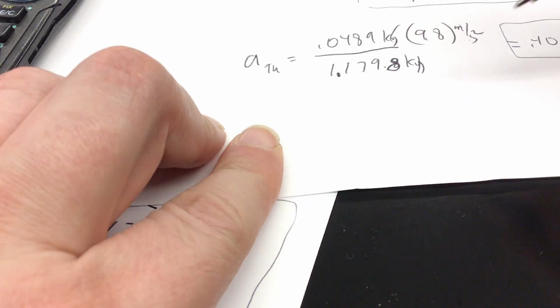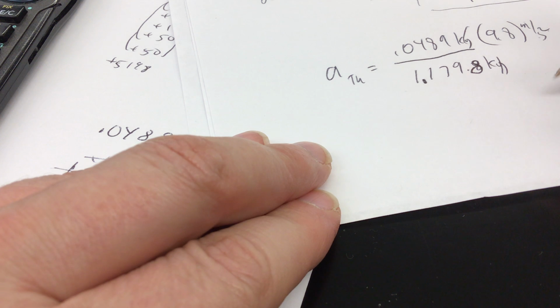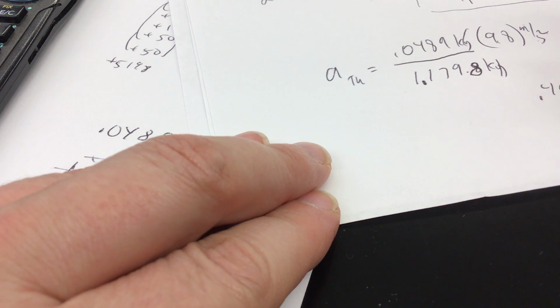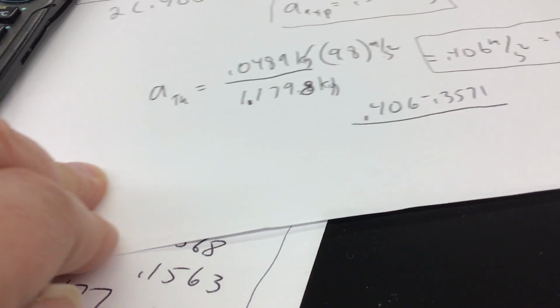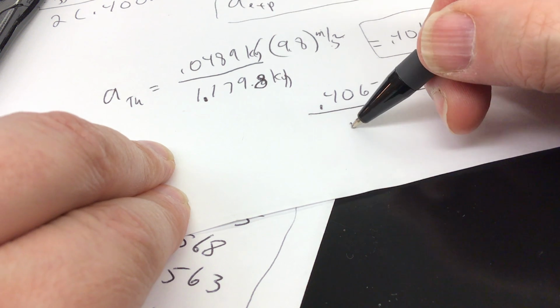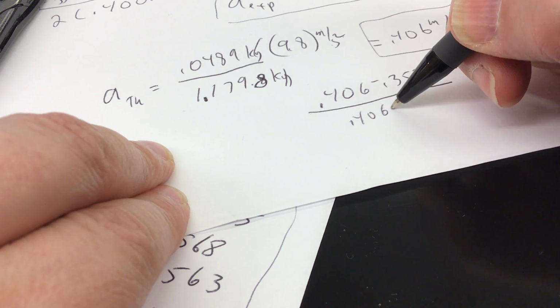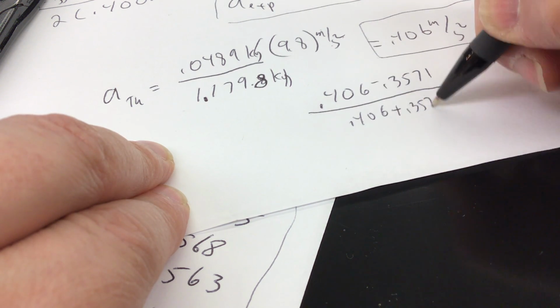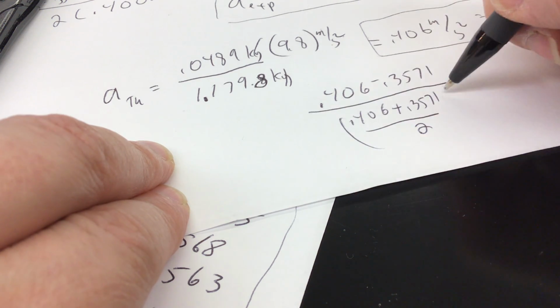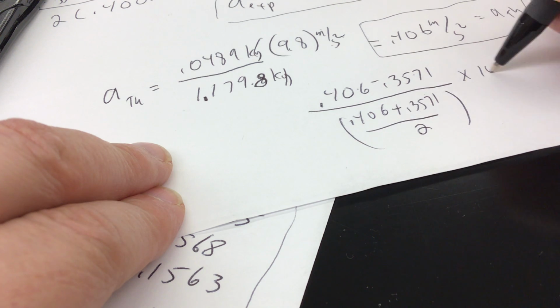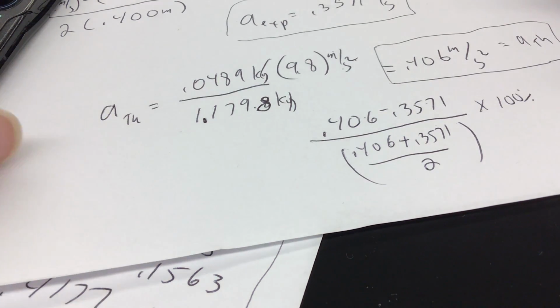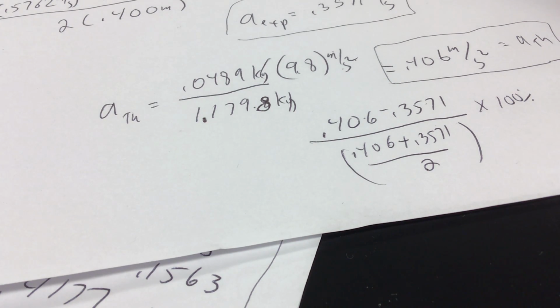And remember what that is? It's value number 1 minus value number 2 divided by the average. So we take 0.406 minus 0.3571 and divide it by the average. I'm sorry, I can't see it here. So the average is 0.406 plus 0.3571 divided by 2. So you take the difference, divide by the average, multiply that by 100%, and that's the percent difference. So let's just do that really quick, and then we will see.